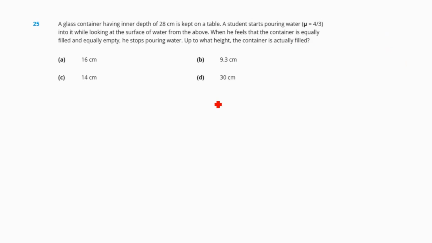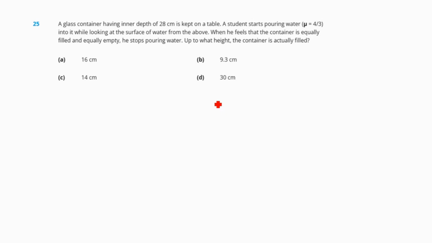Question number 25. A glass container having inner depth of 28 centimeter is kept on a table. A student starts pouring water, mu equal to 4 by 3, into it while looking at the surface of the water from above. When he feels that the container is equally filled and equally empty, he stops pouring water. Up to what height is the container actually filled?